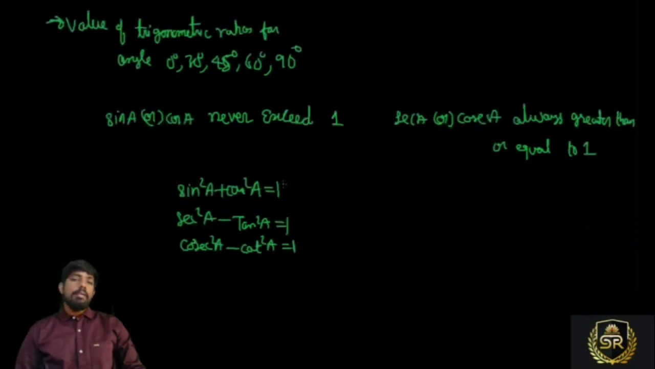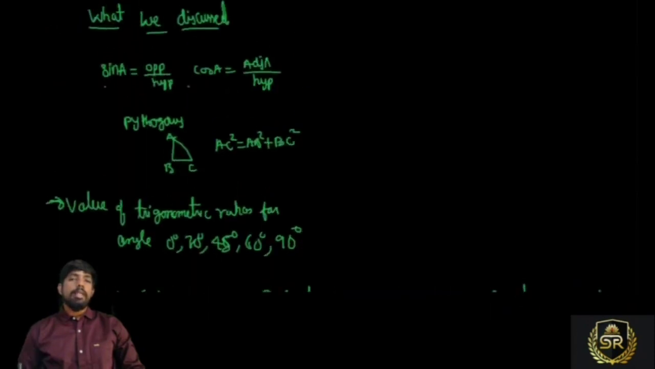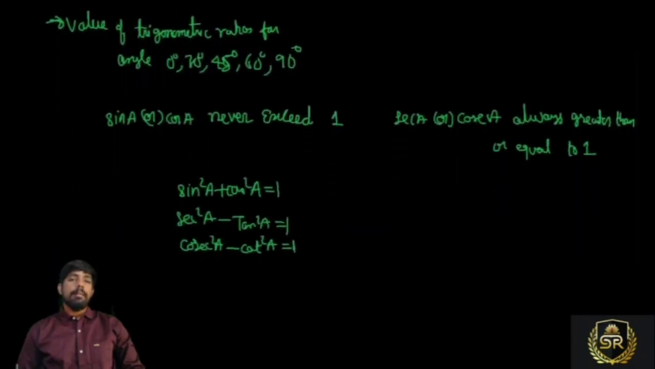Next. Here we discussed the identities: sin square theta plus cos square theta is equals to 1, secant square a minus tan square a is equals to 1, cosecant square a minus cot square a is equals to 1. That's all. These are the topics we discussed in this trigonometry and we finished. Okay, that's all.